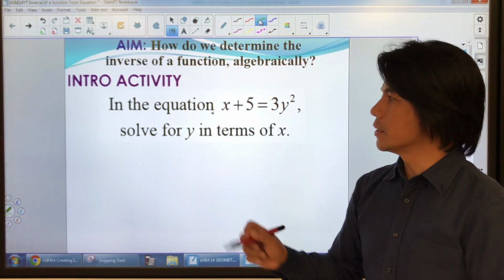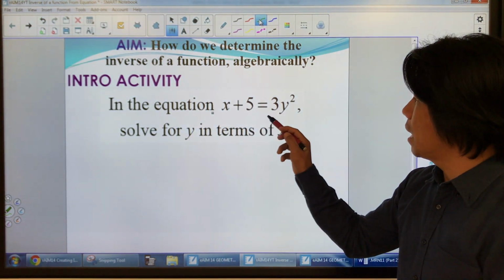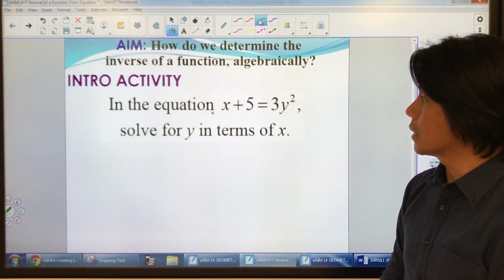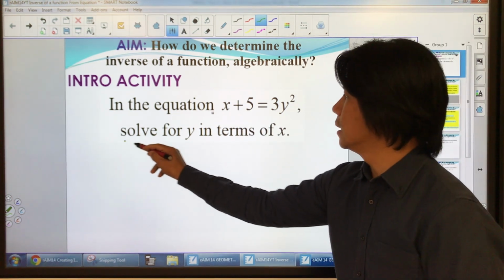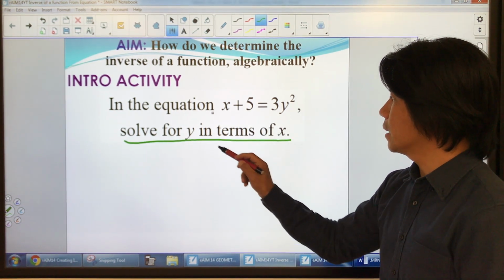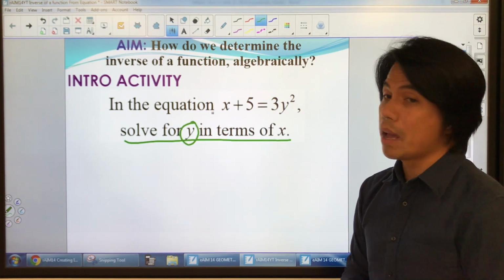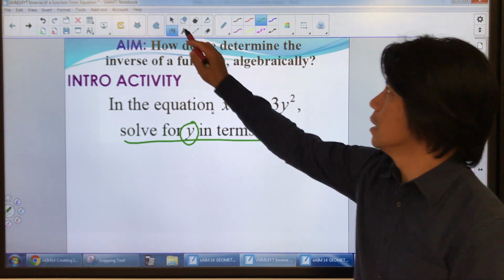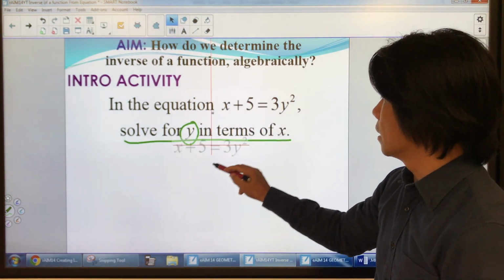Let's go over this. In the equation x plus 5 equals 3y squared, solve for y in terms of x. What do we mean by this instruction? Solve for y in terms of x means you just leave the y by itself, or isolate it, by doing inverse operation. Let's do that together.